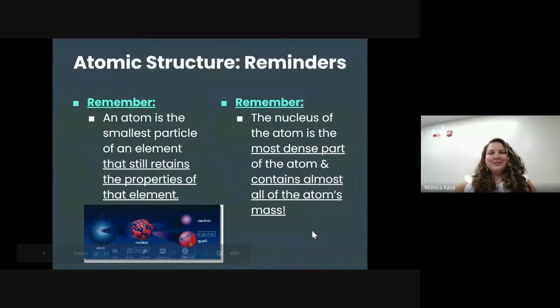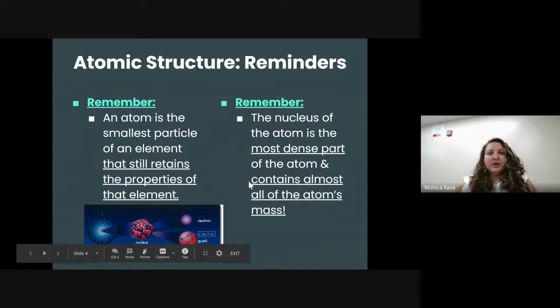So the atomic structure. We need to remember that the atom is the smallest particle of an element, and it still retains the properties of that element. And then our other reminder is that the nucleus of an atom is the most dense part of that atom, and it contains almost all of that atom's mass.